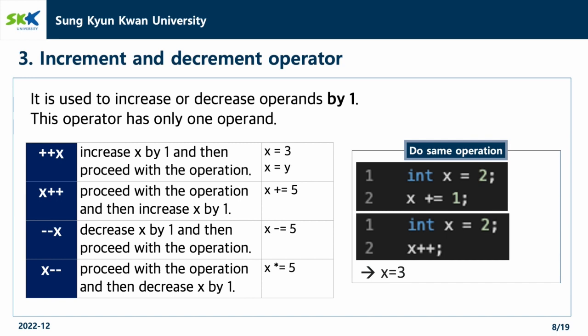As you can see from the example code on the right, x plus equals 1 and x plus plus mean the same thing. Minus minus x and x minus minus work the same as the above operations, but the only difference is subtraction.